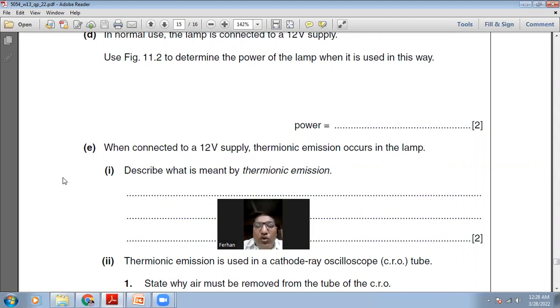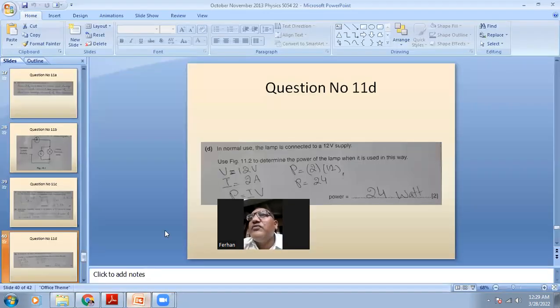You see, when you heat a filament, the electrons gain kinetic energy and they come out of that metallic filament into the air. This process is called thermionic emission. Let me show you.